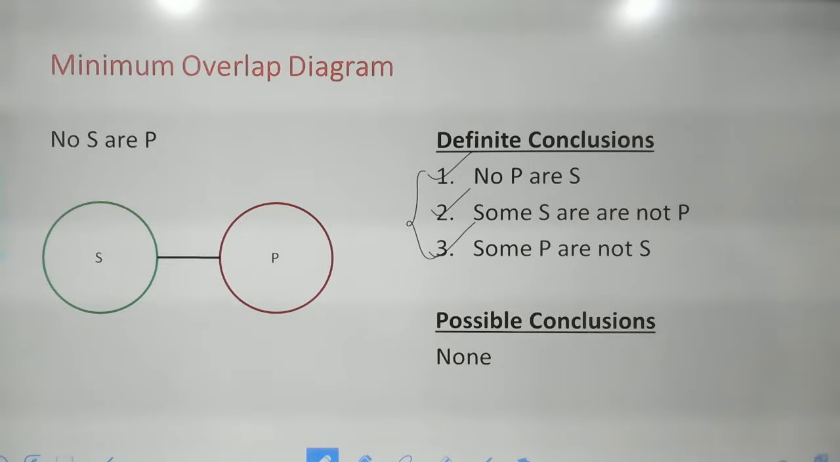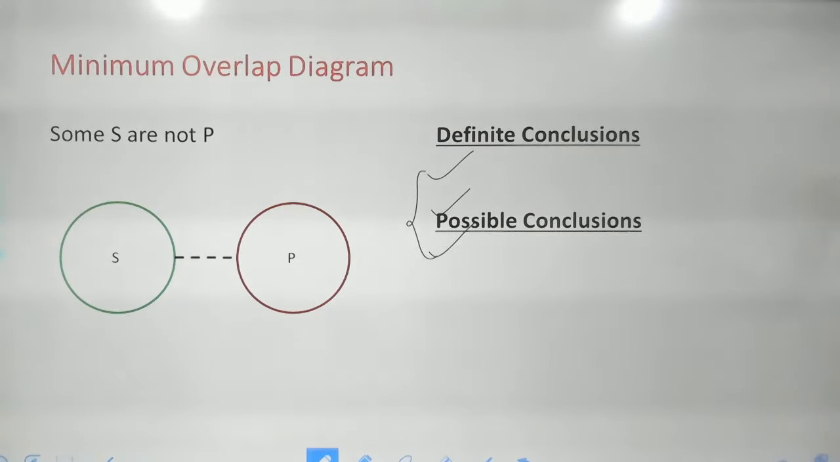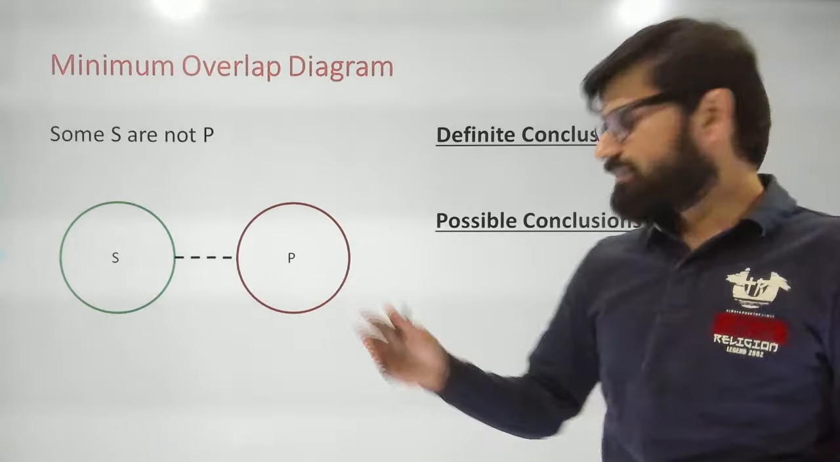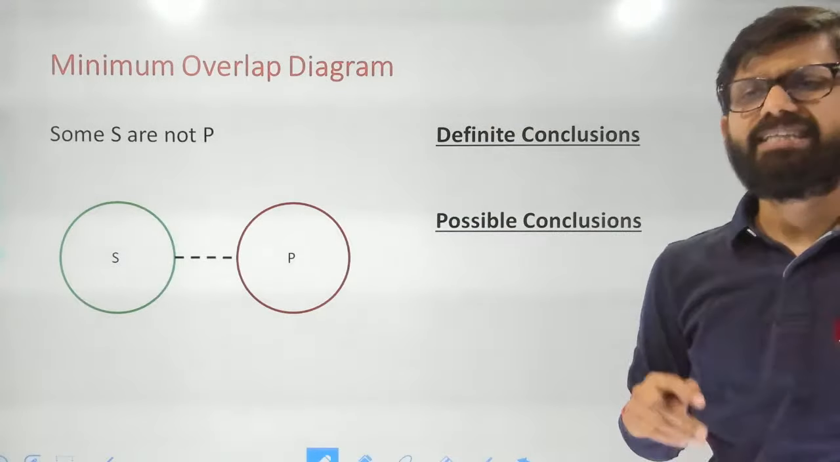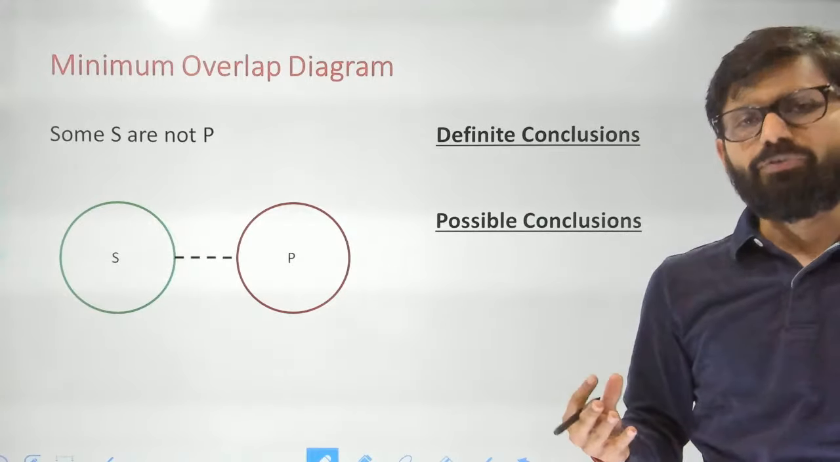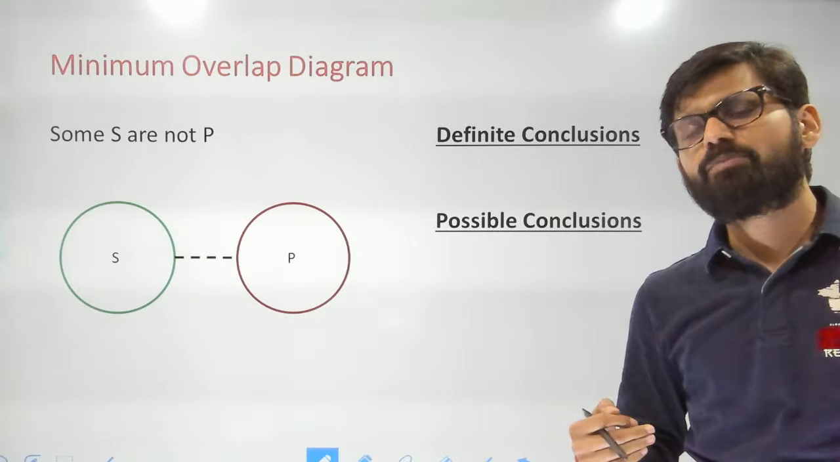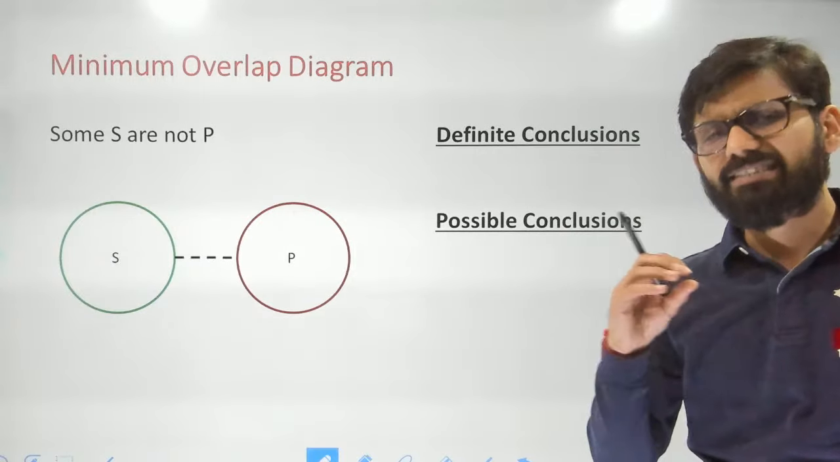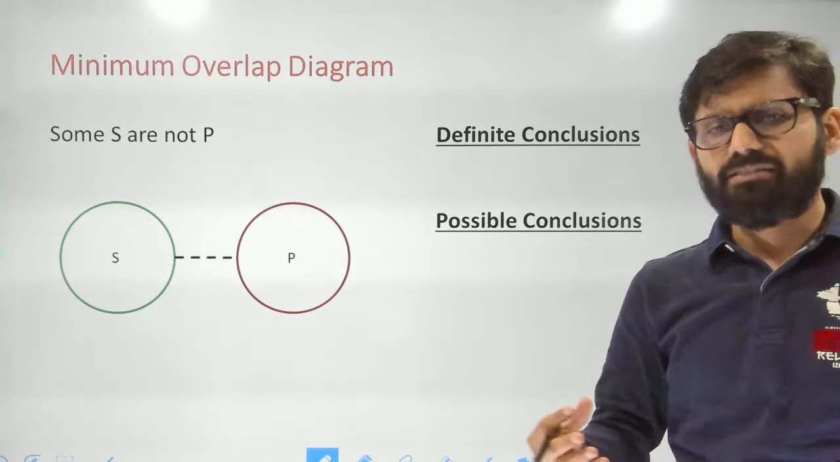Right? Now with this we can move on to "Some S are not P", and "Some S are not P" is a statement that creates the maximum confusion, right? If it comes in one of the statements or it becomes part of the conclusion, then it creates some confusion, right?